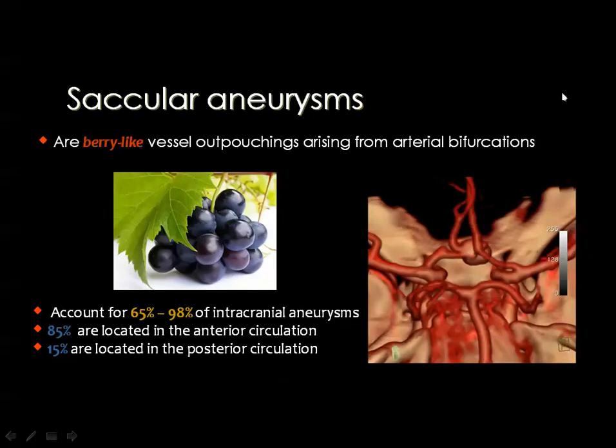Saccular aneurysms, or what is known as berry-like aneurysms, appear on imaging as outpouching from the arterial wall, usually at the regions of the arterial bifurcation. Berry aneurysms or saccular aneurysms are the most common type of intracranial aneurysms, representing about 65 to 98% of the intracranial aneurysms. Most of these aneurysms are located in the anterior circulation, and 15% of these aneurysms are located in the posterior circulation.